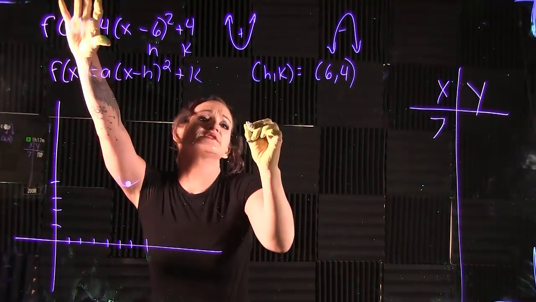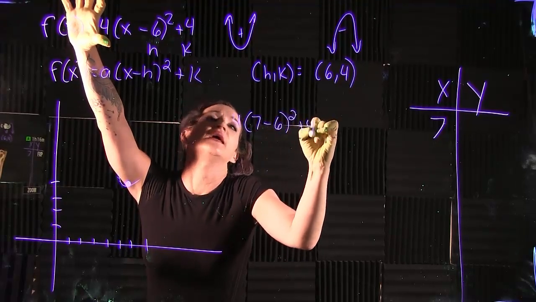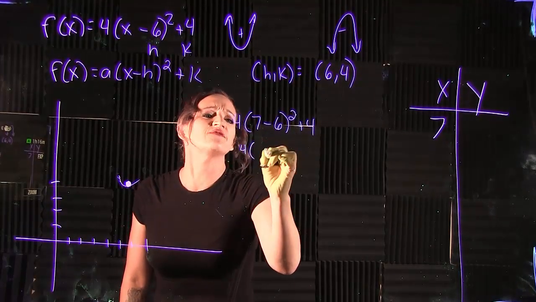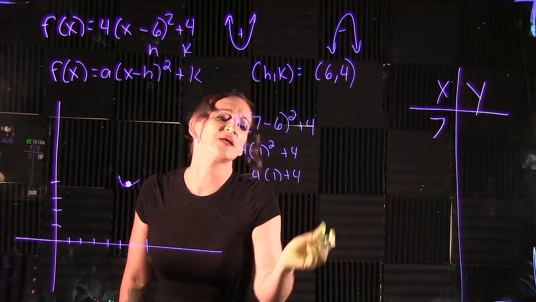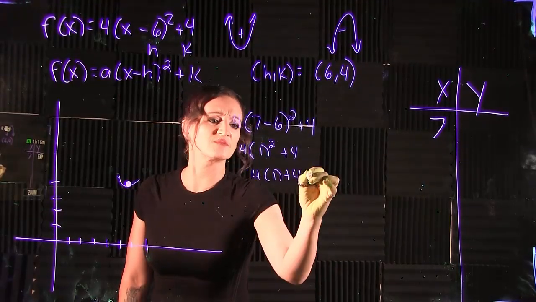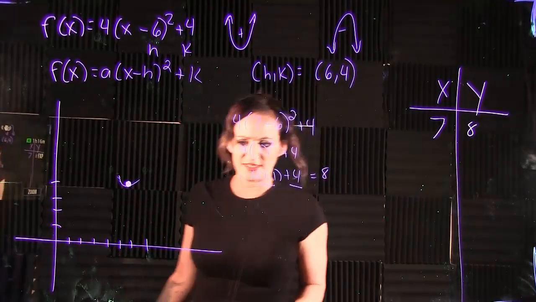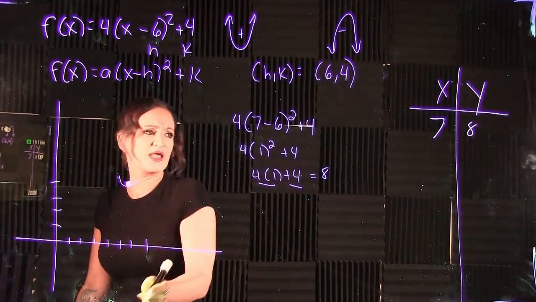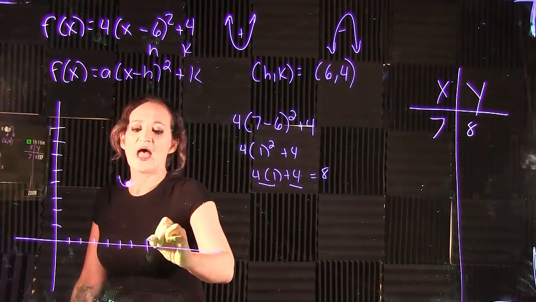So I'm going to take this equation, and I'm going to plug in 7 for x. Simplify this. Well, 7 minus 6 is a 1. 1 squared is just 1, which really just gives us 4 times 1. So I'm left with 4 plus 4, which is 8, which tells us I now have the point 7, 8. So that's 1, 2, 3, 4, 5, 6, 7, 8. I can go ahead and plot that.